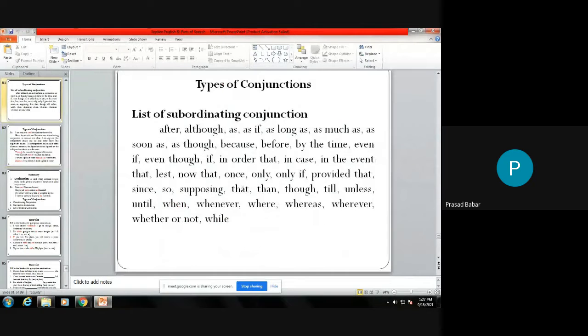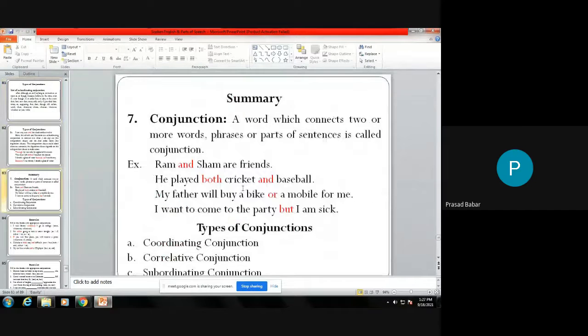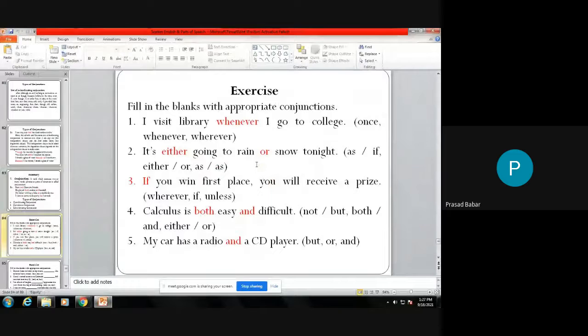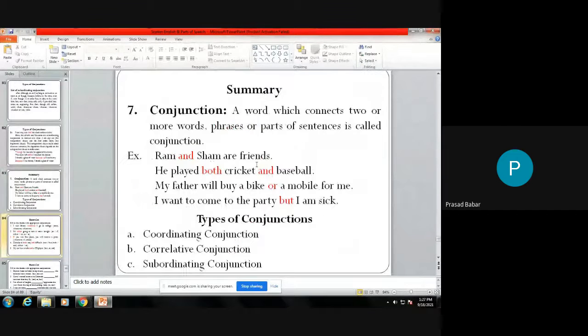Okay, so we will see the exercise. I think, is there any exercise I will have to see? Yes, there is one exercise.